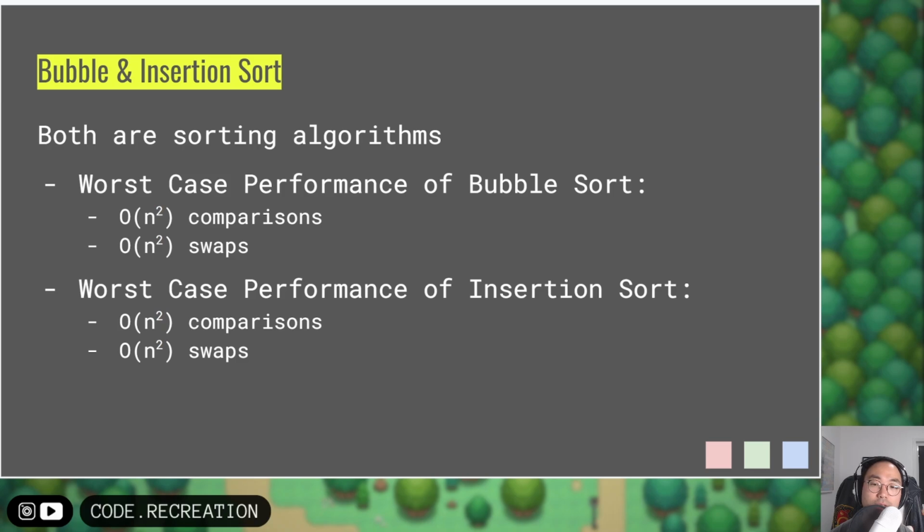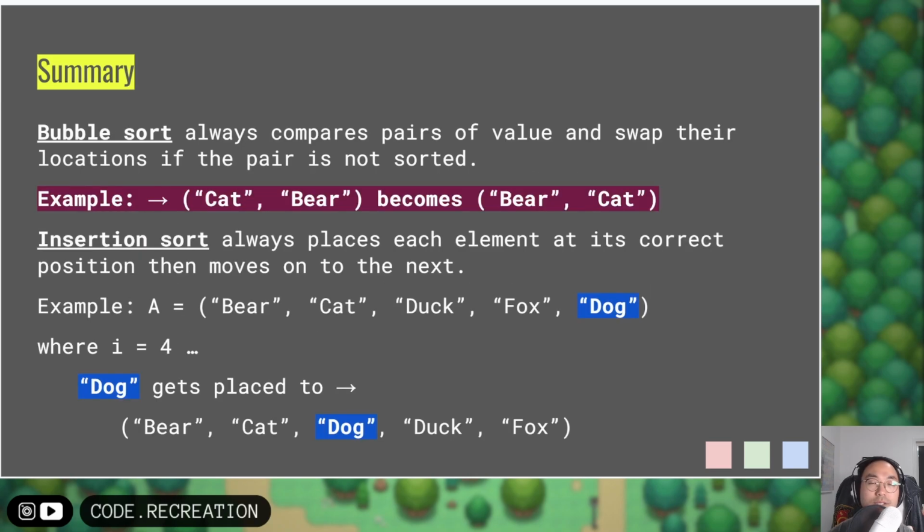Both are sorting algorithms and they have the exact same worst case performances. They have big O notation of n squared for both comparisons and swaps they must do. So overall, in summary, bubble sort is a type of sorting algorithm where it compares a pair of values and swaps their location if they're not sorted.